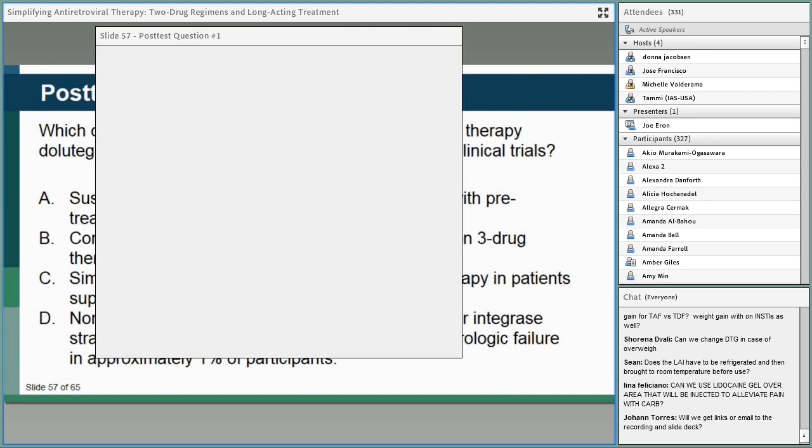So that's my presentation. Let's go back to the pre-test questions that are now post-test. Which of the following is a potential advantage of two-drug therapy? A, sustained suppression in treatment-naive patients with high viral load. B, continued optimal therapy for patients suppressed on three-drug therapy who also have hepatitis B infection. C, similar activity to continued three-drug therapy in patients suppressed on three-drug TAF. And D, non-inferiority but emergence of lamivudine or integrase resistance in 1% or more of the patients.